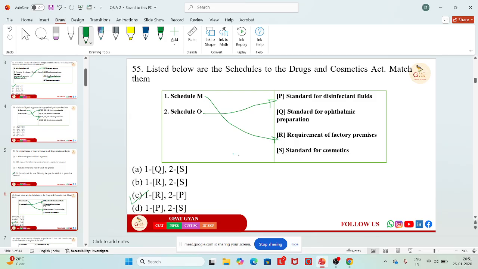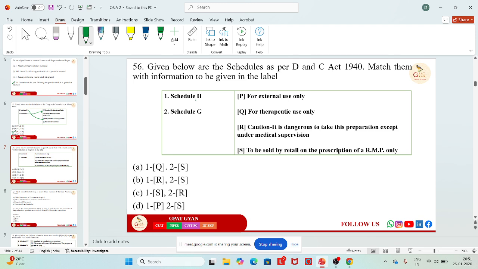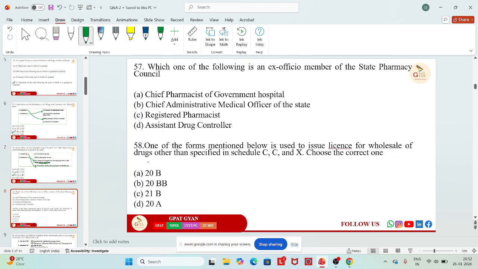Okay. Next, another match the following. Ma'am, this will be C. Yes, C is the right answer. H is for drugs to be sold by retail on the prescription of RMP only, and G is always the medical supervision drugs. Whenever medical supervision is written, it will be schedule G. So C is the right answer.